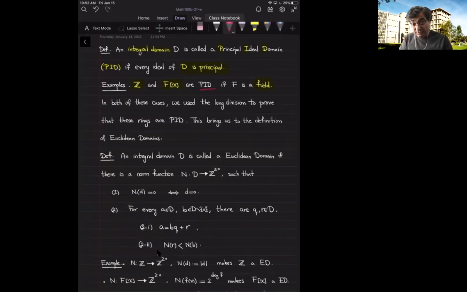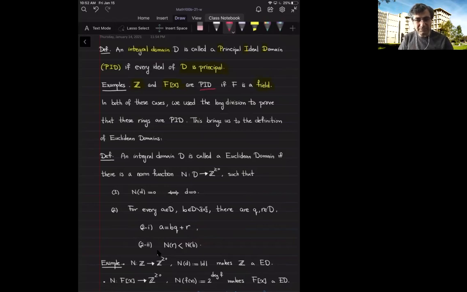And the proof that the ring of polynomials with coefficients inside a field is also a PID also relies on the long division algorithm for polynomials. So the common theme of the proofs is long division. It seems that if we have a long division type of result for an integral domain, then we should be able to show that such an integral domain is a PID.